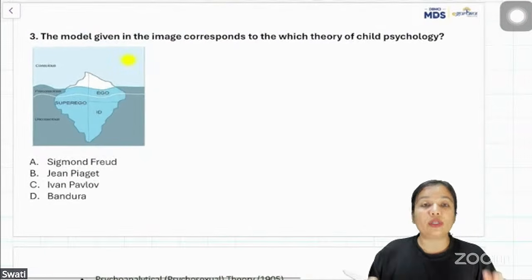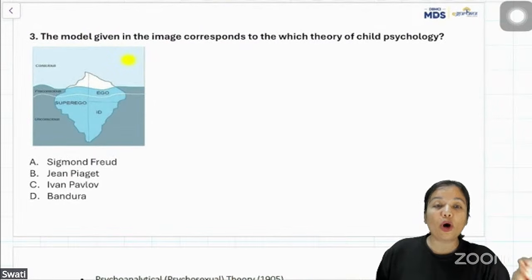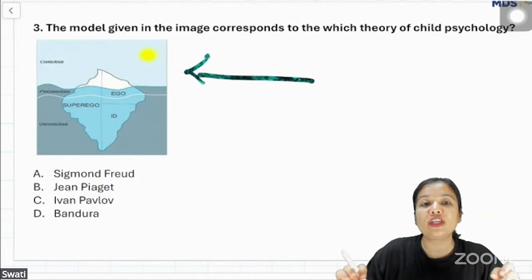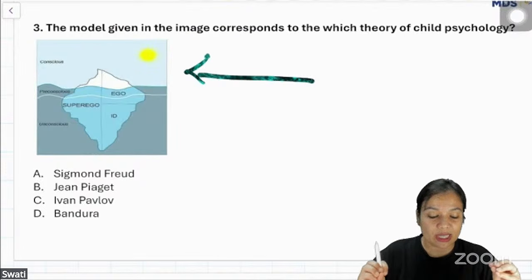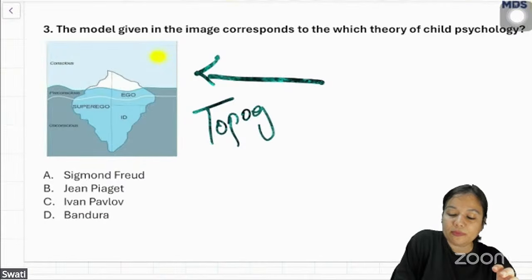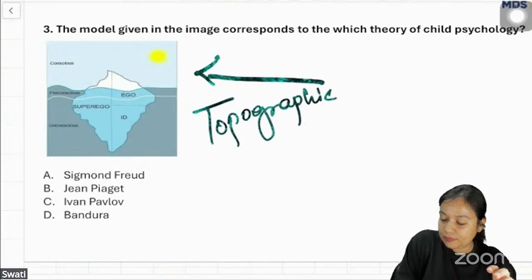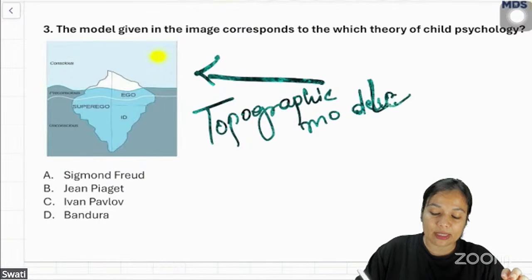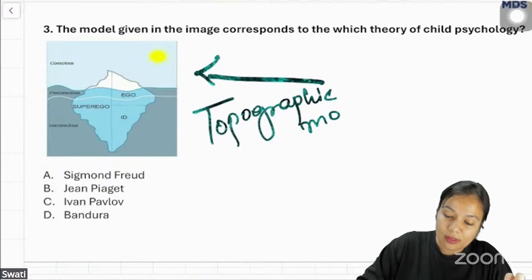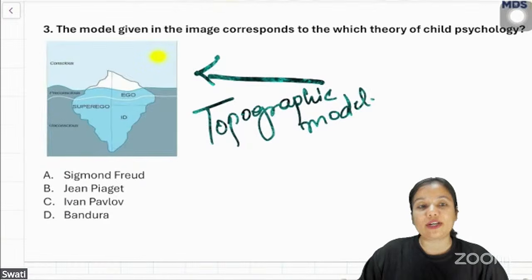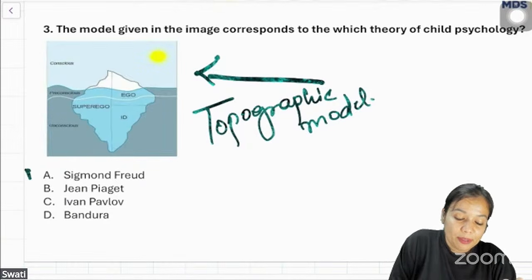Now, the question number 3 was, a model is given. This was the given image, and they had asked which theory of child psychology describes this model. So this model is called the topographic model. And the topographic model is that of Freud. So the answer here is Sigmund Freud.